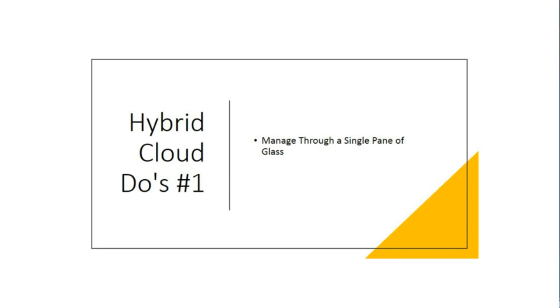So number one, hybrid cloud do's is that we always look for the utopia of trying to manage our infrastructure through a single pane of glass. We've been talking about this for years in the IT industry, that we want to cut down on the amounts of ancillary tools that are required to manage the solutions. And we've been trying to get to this place of a single pane of glass for what feels like forever. And depending on the type of hybrid cloud solution that you're looking at for your organization, this may or may not be a reality for you.